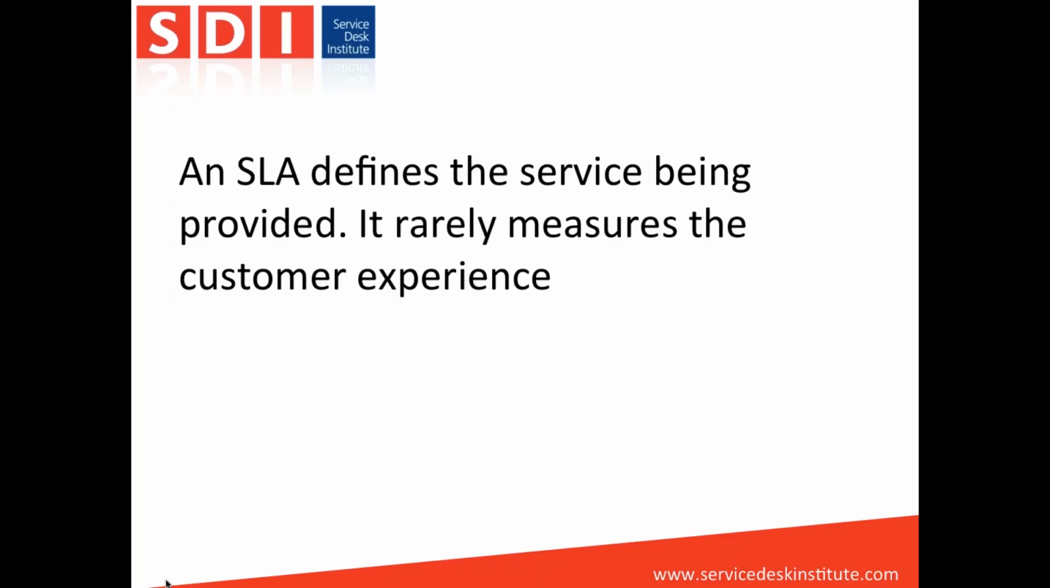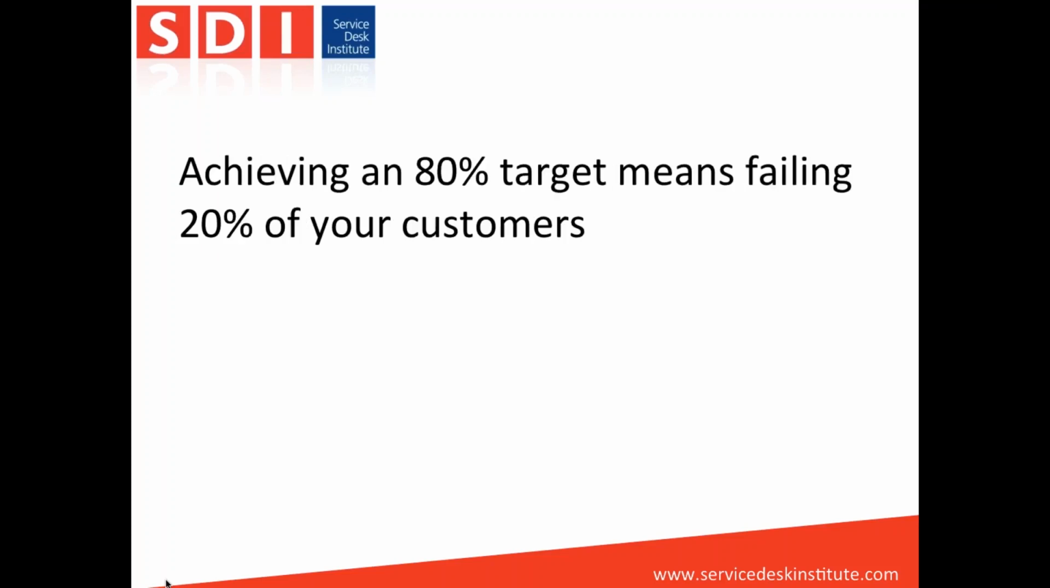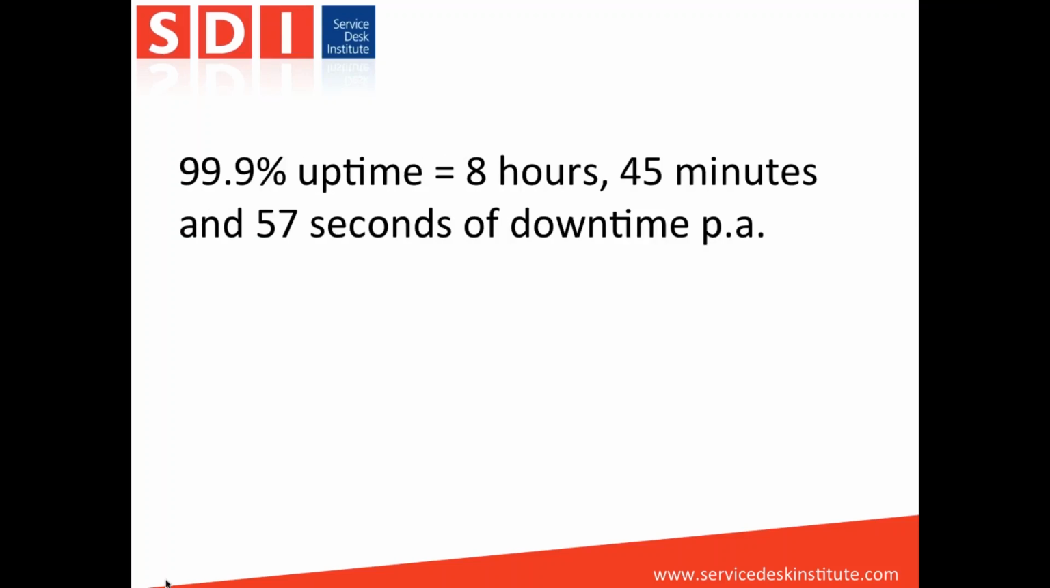It's an important document. It defines the service that's being provided, but it rarely includes anything around the customer experience. And as I've explained, I don't really think those targets work. I've mentioned this a few times. If you're measuring an 80% target, a 90% target, say answering calls within 30 seconds or resolution within SLA, even if you're achieving that target, you're not providing an 80% service to all customers. You're providing a 100% service to 80% of your customers, and you're failing the other 20%. Another example is uptime. I've done the maths. If you're providing a 24/7 service and you've got 99.9% uptime, that still allows for nearly 9 hours of downtime.